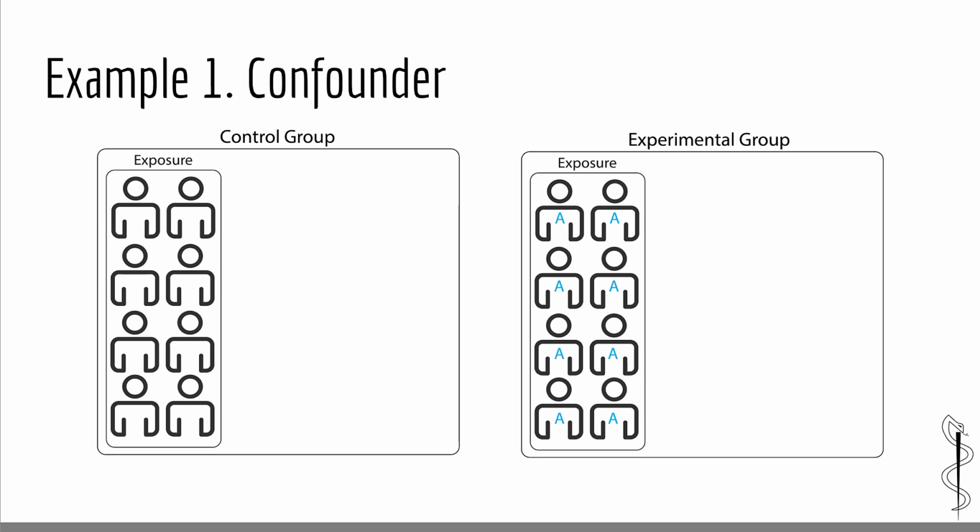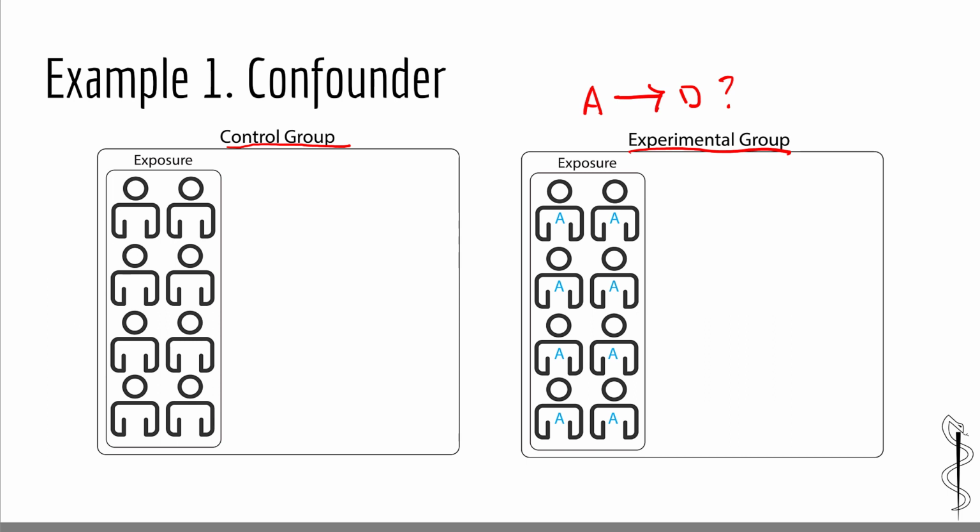Let's imagine you want to know if variable A is associated with variable D. In other words, does the presence of variable A lead to variable D? So in order to do this, you design a study which looks like this. You recruit a group of individuals that has variable A, and you call this group the experimental group or exposure group. You also recruit another group of individuals who lack variable A. You call this group the control group.